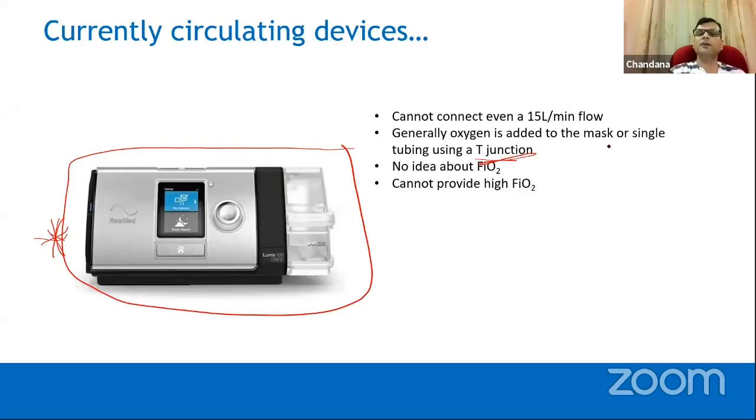But it's a problem because you can have barotrauma, because your ventilator has no idea how much flow to generate, and you are giving additional flow that can damage the lung. So a very junior person should not use this device. And if you are using this device, get help from somebody who knows about the device.